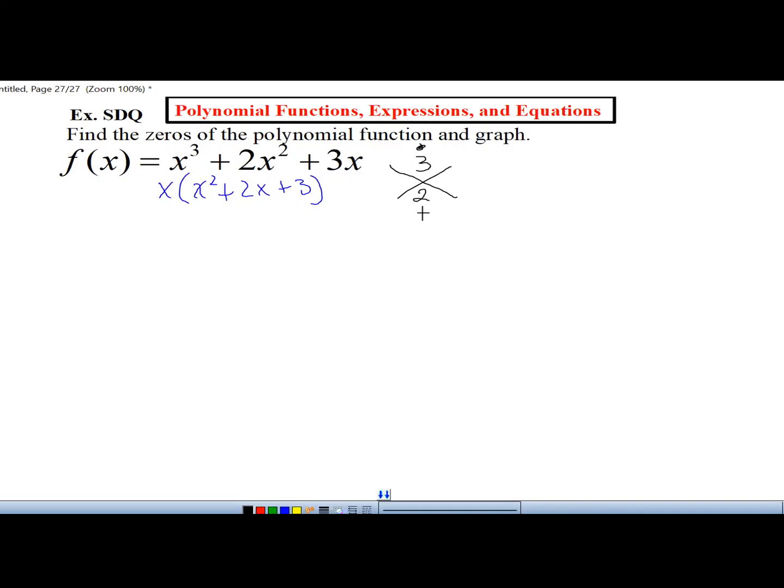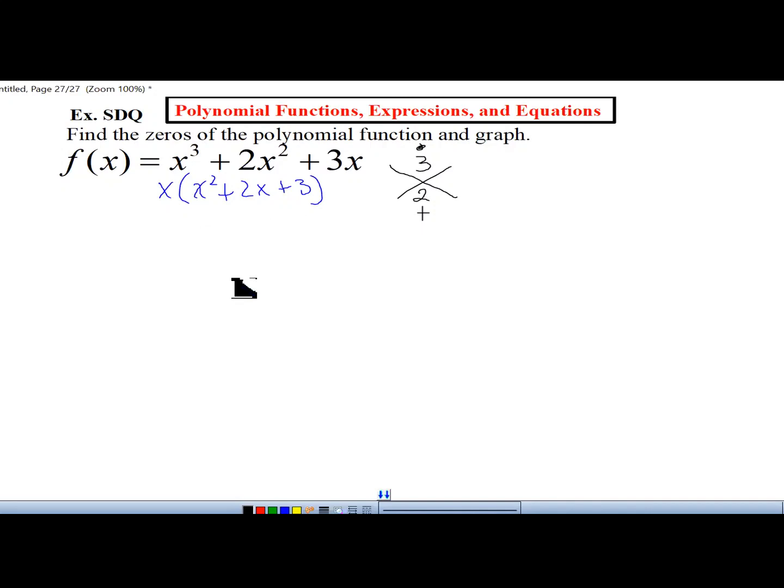What do you think, Esmeralda? You're like, I don't think there's any. There is none. Thank you, Esmeralda. There are no factors. So you're like, Mr. Q, so what do we do with a quadratic that we cannot factor? Who remembers?